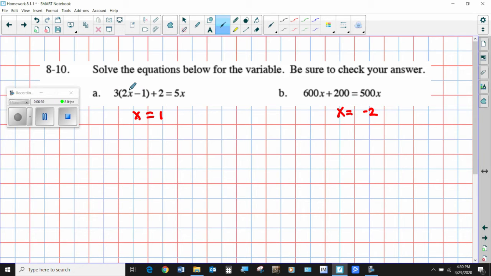If you put in a 1 here, this becomes 2 minus 1 is 1. 3 times 1 is 3. And 3 plus 2 is 5. Is 5 times 1 equal to 5 also? Yes, it is. So you've just done a little mental check, verifying this is the correct answer. Go ahead and draw your box around it and feel good about that.